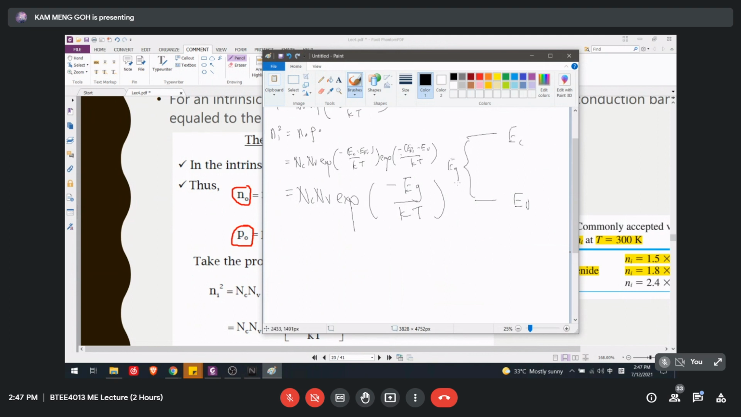Eg. Okay, last time we used to do this. We calculate this, then put it into the NO, calculate this, put it into the PO, then we get the NO and the PO. But right now, in order for you to calculate this, you just need to use this: Ni square will be equal to the Nc multiplied by Nv multiplied by the exponential of negative energy gap over KT.